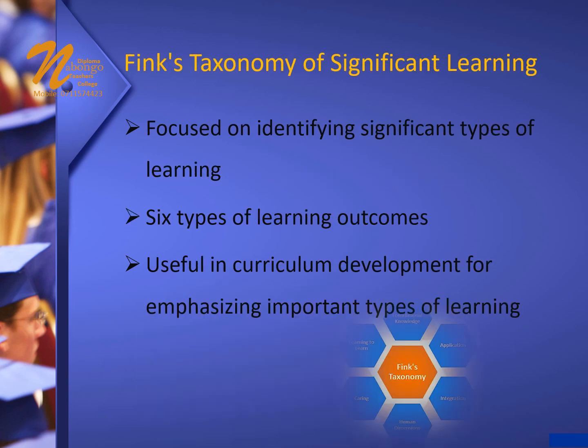Fink's taxonomy of significant learning. Fink's taxonomy is focused on identifying the types of learning that are most significant for students. It includes 6 types of learning outcomes, ranging from foundational knowledge to learning how to learn. This taxonomy can be useful in developing a curriculum that emphasizes the most important types of learning, but it may be less useful in designing instruction and assessments.